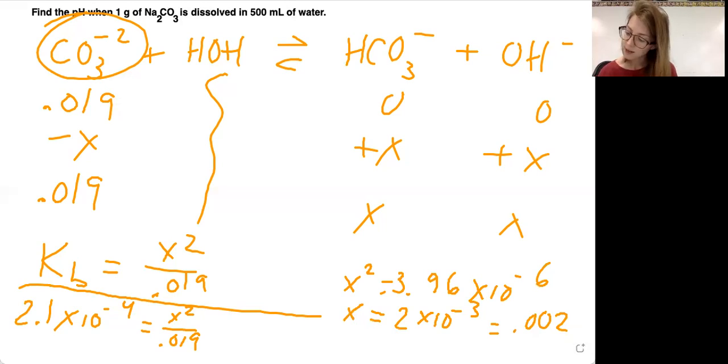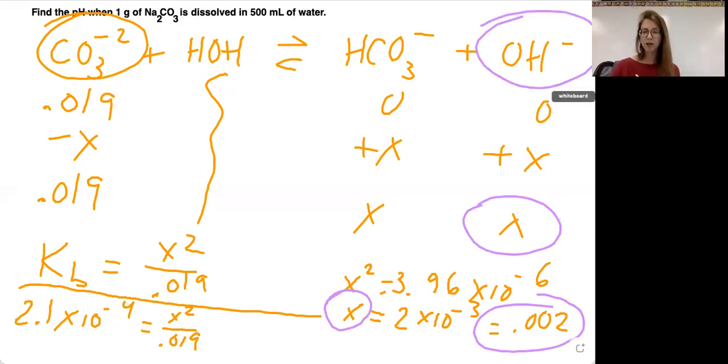That is our x value. Our x value represents our OH-. So when I negative log that, I get 2.7 as my pOH. 14 minus 2.7 will get me my pH of 11.3.